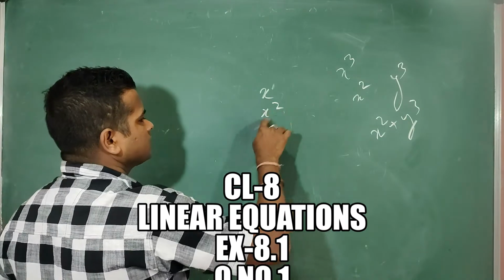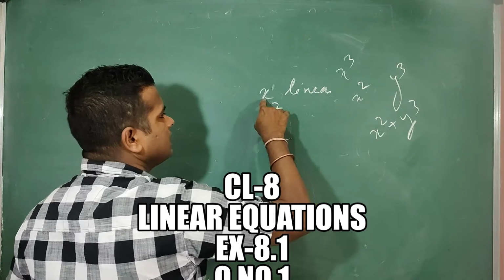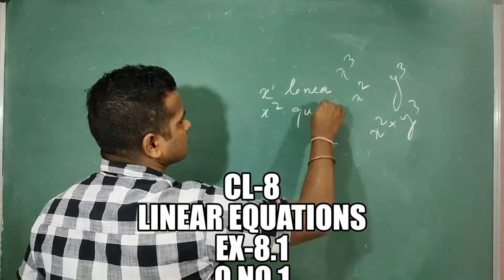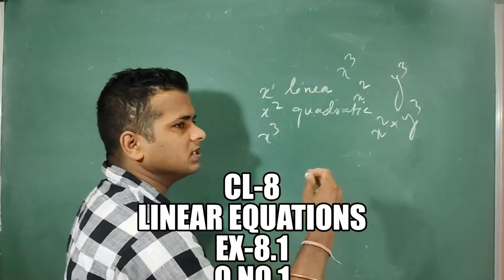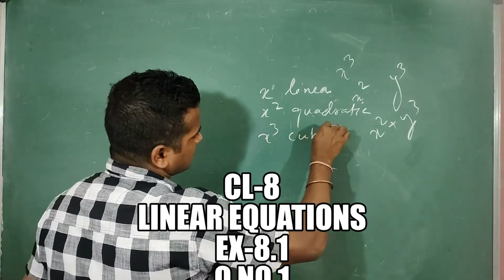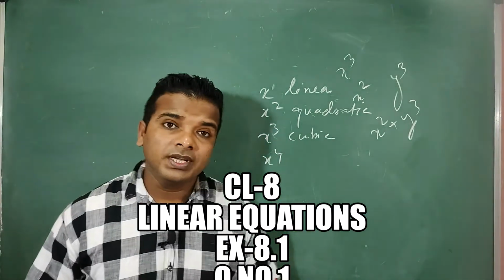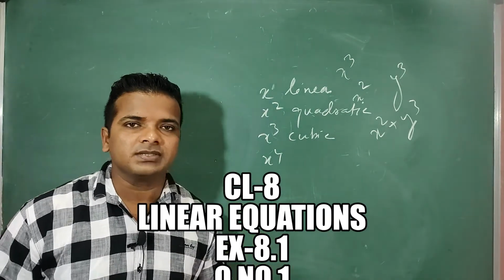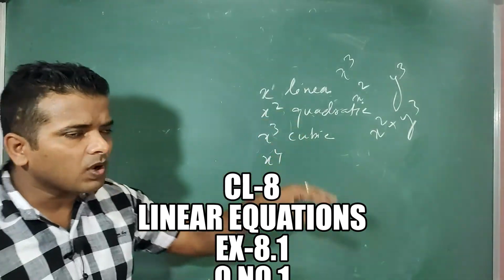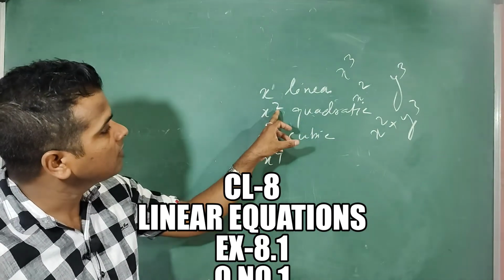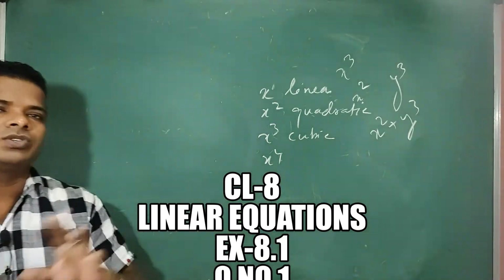If you write 2x squared, the power is 2. So this is called linear equation. This is called a quadratic equation. If you write x to the power 3, it is called a cubic equation. And if you write x to the power 4, then it is called a biquadratic equation. Since the name of your chapter is linear equations, you are not going to get any questions with the power 2, 3, 4, 5, 6, 7, 8, 9, 10, anything. Any one from these you won't be getting.